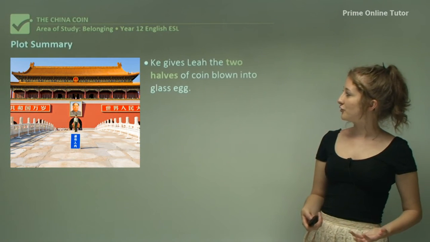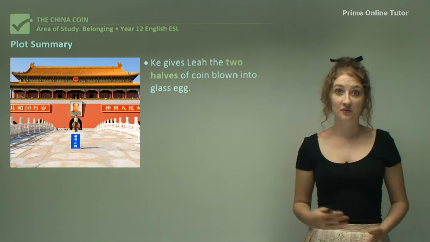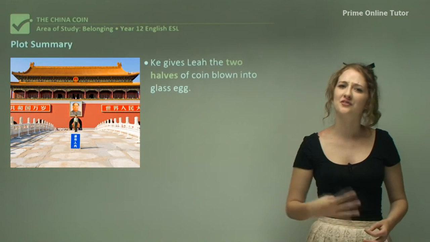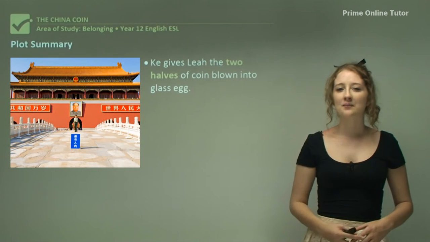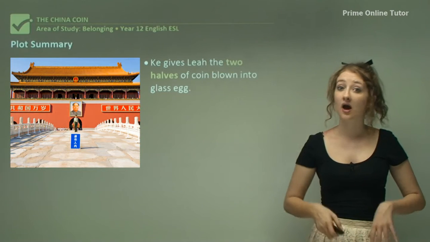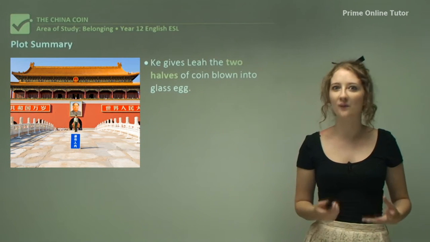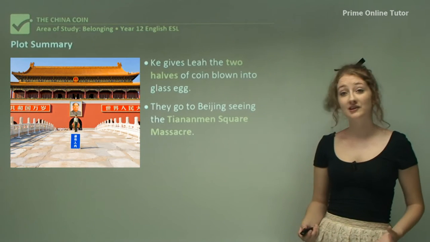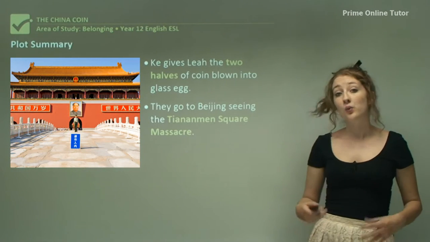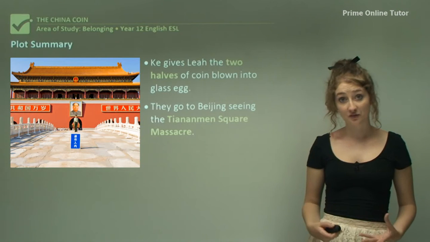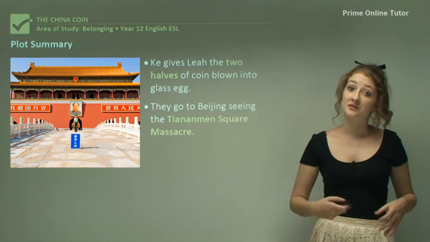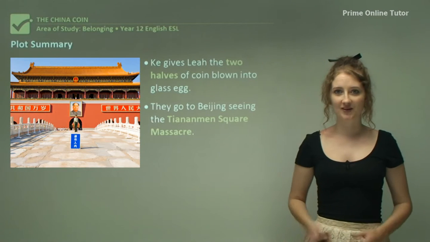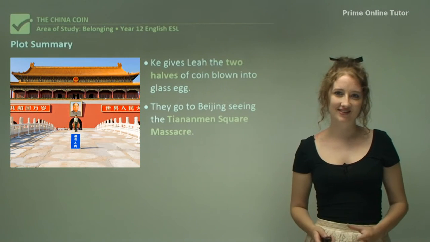Kay gives Leah the two halves of the coin blown into a glass egg. So we're really, as the story is progressing, solving that mystery of the coin, and Kay is just the way of Leah coming to an understanding about what that coin means for her family. They actually then go to Beijing and they witness the Tiananmen Square Massacre. So obviously that's an extremely large event in Chinese history, and one which in just a moment we're going to be looking at in some historical detail.